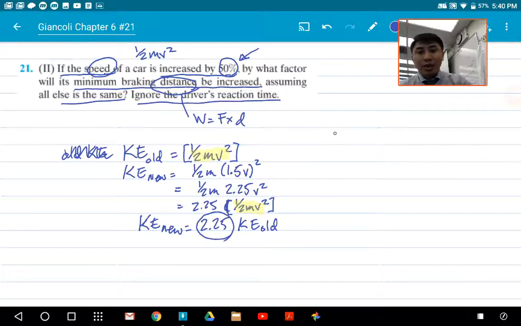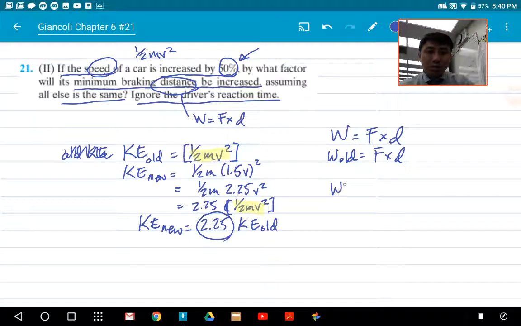Now, knowing that work is equal to force times distance, considering that all things stay the same, meaning all these things stay the same, that means work old is equal to F times distance. That means the new work with the same force needs to be 2.25 times farther, right? So the answer is 2.25 because, well, I just squared 1.5.